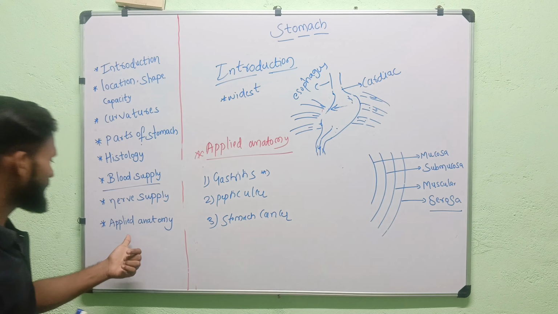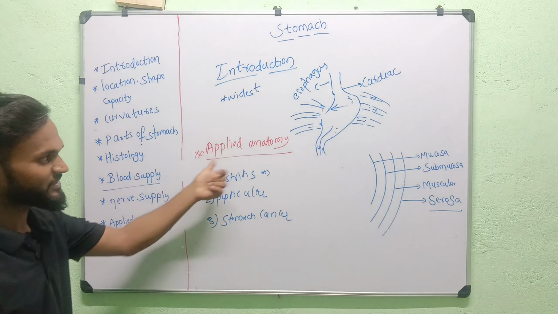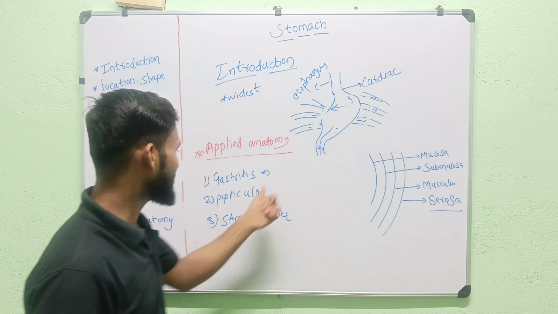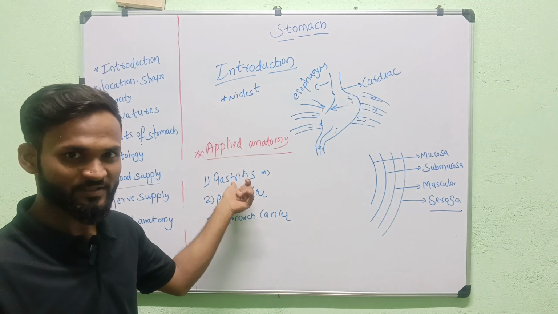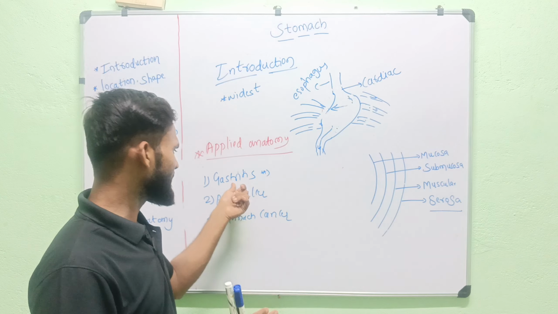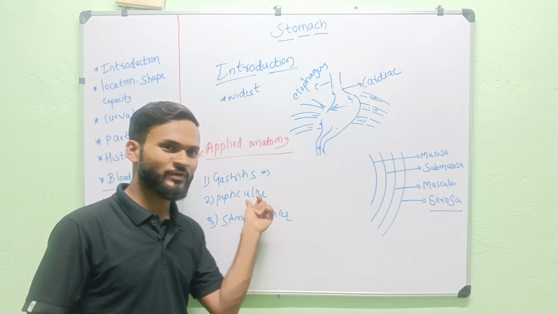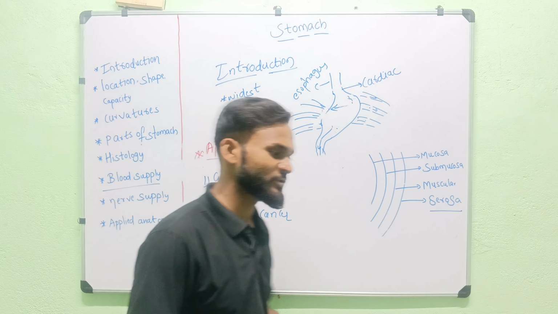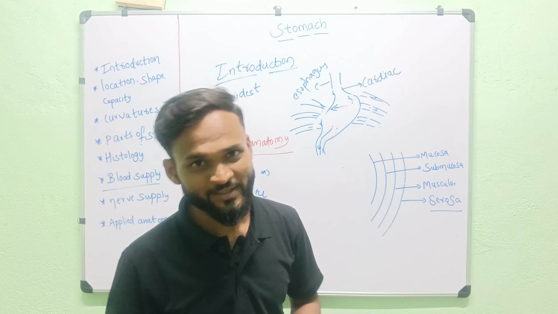Then we discussed the applied anatomy. In applied anatomy, we discussed the various disease conditions which occur in your stomach. The first condition is gastritis, an inflammation of your stomach lining. Peptic ulcer means there is a formation of ulcers inside your stomach, and stomach cancer means there is a formation of malignant tumor inside your stomach.